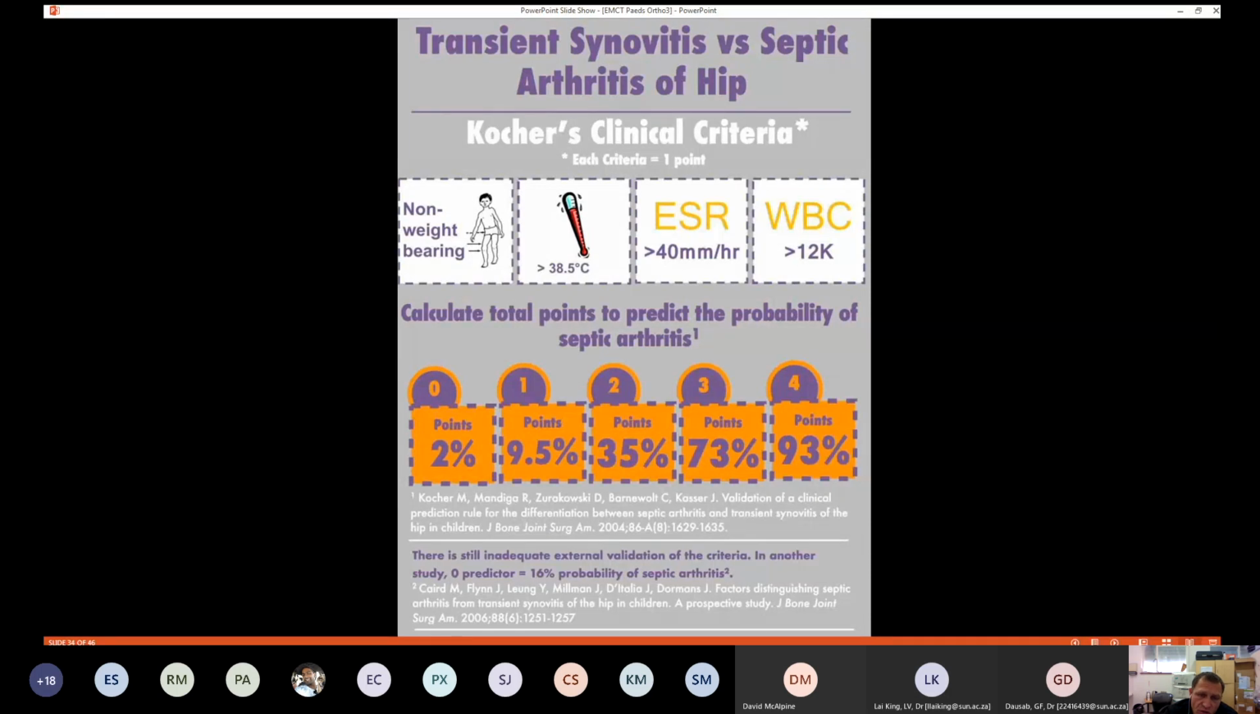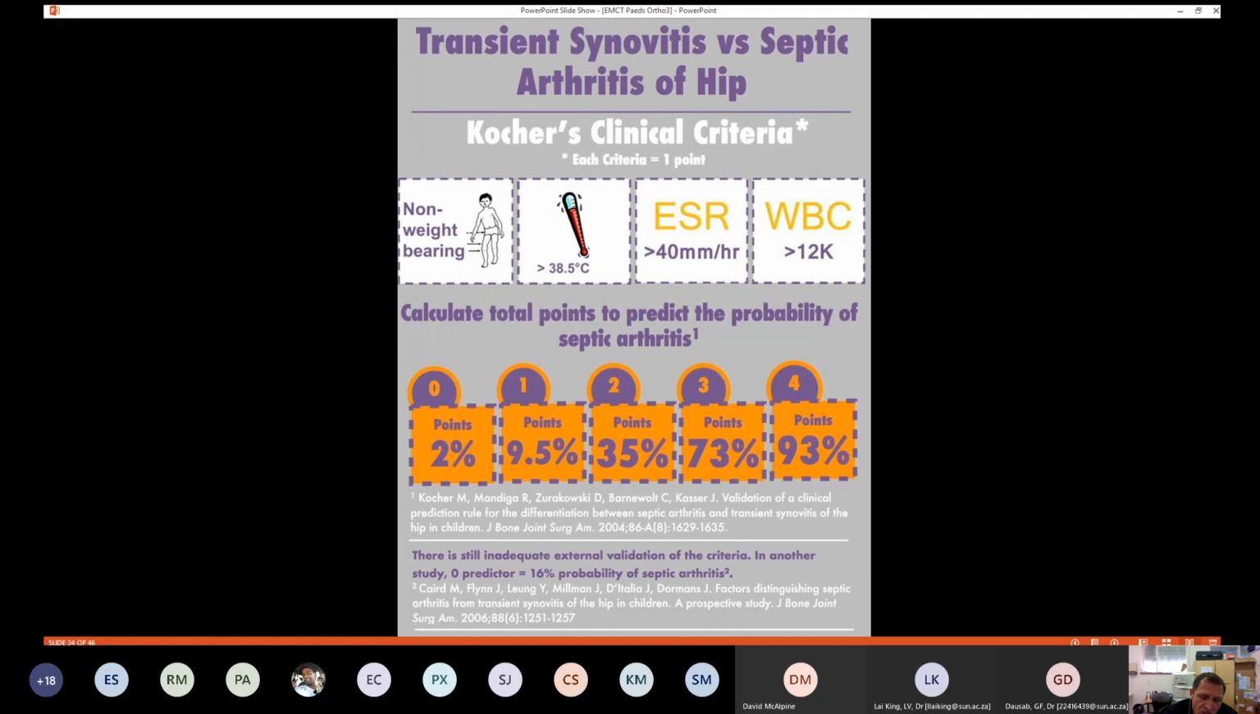Kocher showed that non-weight bearing plus a documented fever, an ESR of above 40 and a white cell count of above 12, if you have all four, it's very likely, and the probability is about 93%. If you had 0, they essentially excluded it, saying it's 2%. The challenge with Kocher's original study is it's never been validated by a different group.